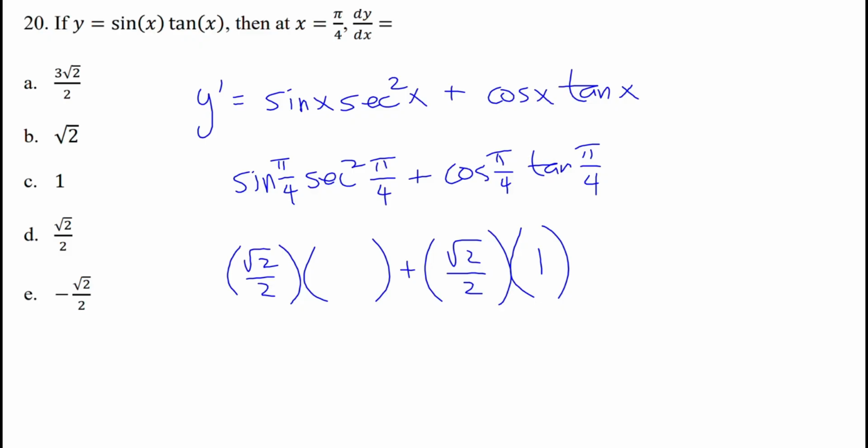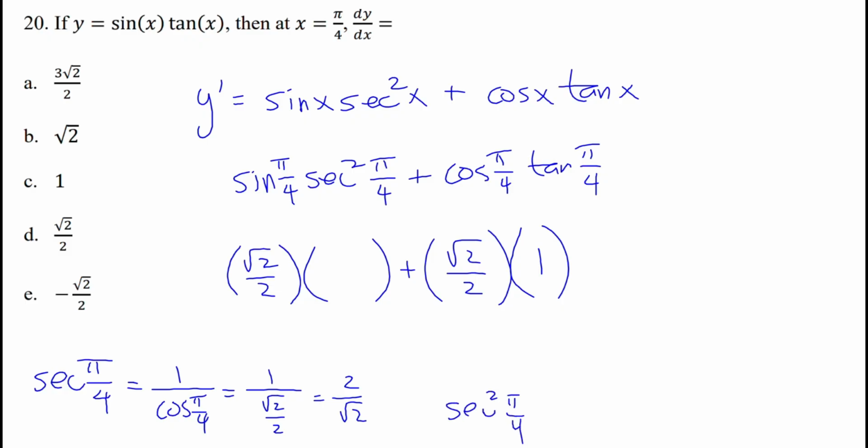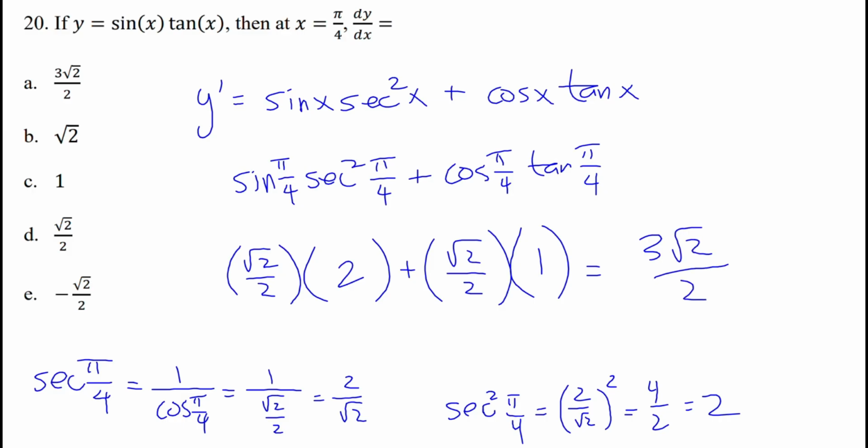Well, if we're not sure about secant of pi over 4, remember that secant of pi over 4 is the same as 1 over the cosine of pi over 4, which is 1 over root 2 over 2, or just 2 over root 2, which we could simplify, but we don't need to worry about it yet. If we want secant squared, then secant squared of pi over 4 should equal 2 over root 2 squared, which would be 4 over 2, or just 2. So it looks like we've got 2 root 2 over 2 plus 1 root 2 over 2, which should be 3 root 2 over 2. Choice A.